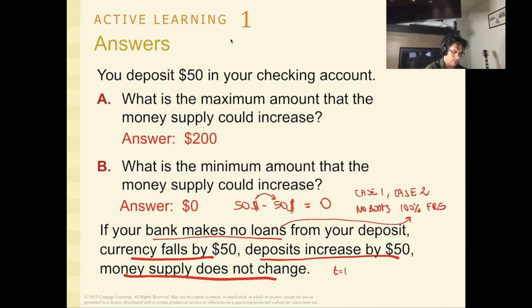So at T equal 1, you find your currency plus deposits. This is equal to the money supply. You find the $50, there is nothing in the demand deposits, so the money supply is 50. You deposit in your bank, so the currency decreases by 50, the demand deposits increase by 50, but the money supply does not change. Okay, so the difference is 50 minus 50, equal to 0. There is no change.